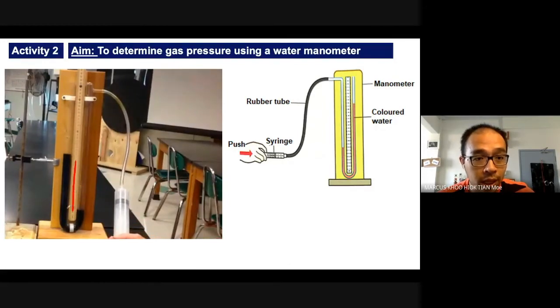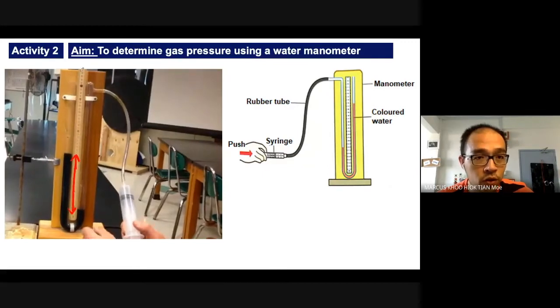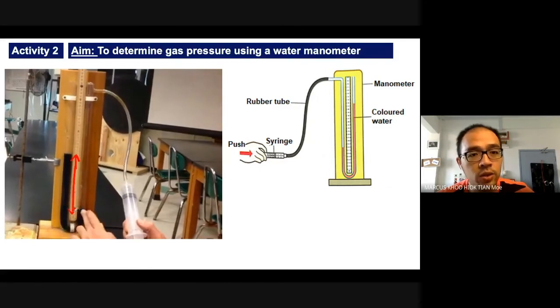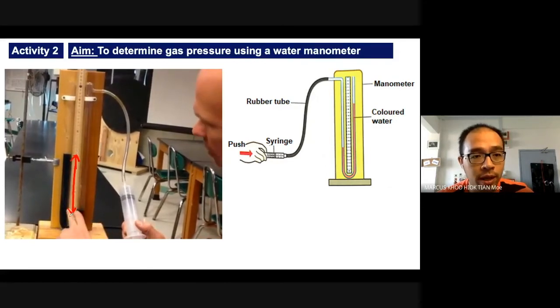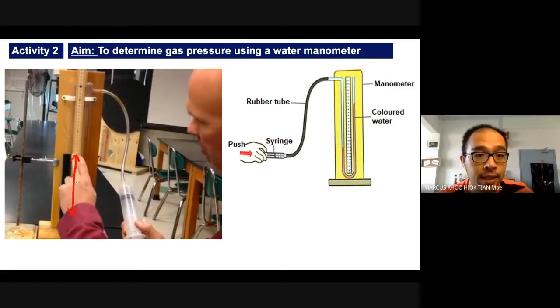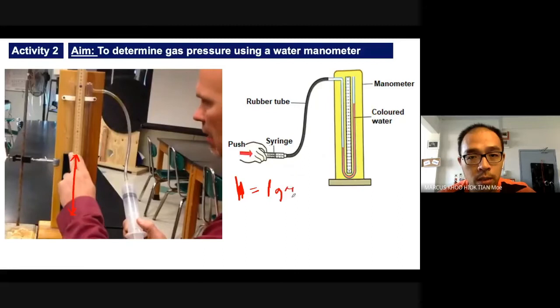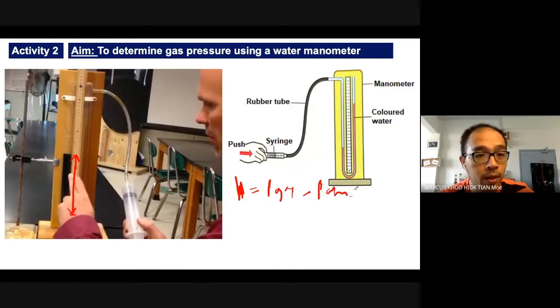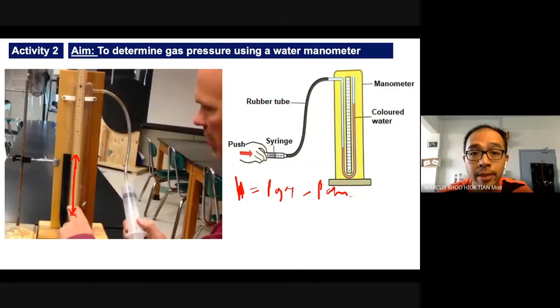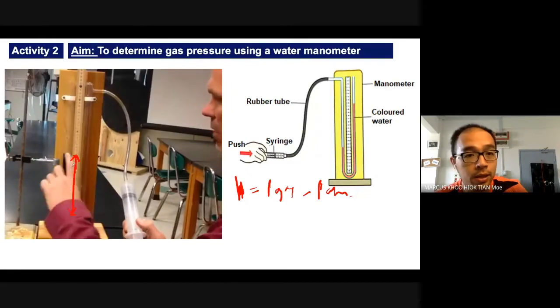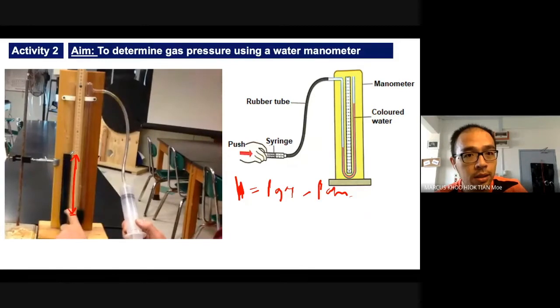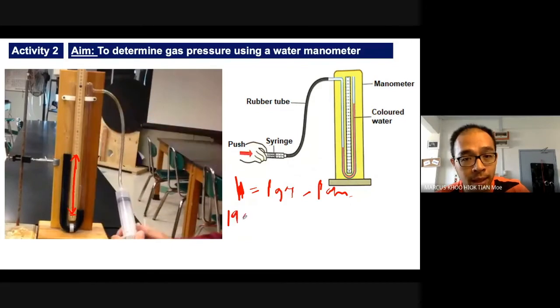So we can calculate the change in height. That's why you have a ruler over here, so that you can see this is what level, this is what level, then you know how long this is. Then you can use the same formula as I said just now. H equals gas pressure minus atmospheric pressure. Now he says this is about 190 millimeters. So this is about 19 cm.